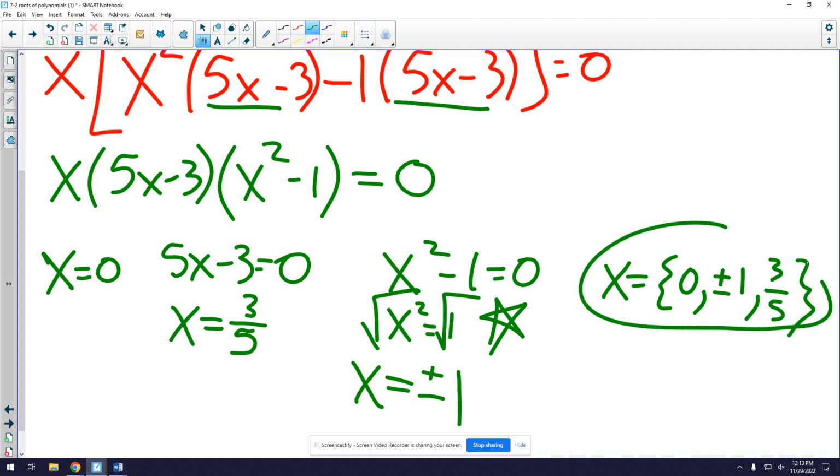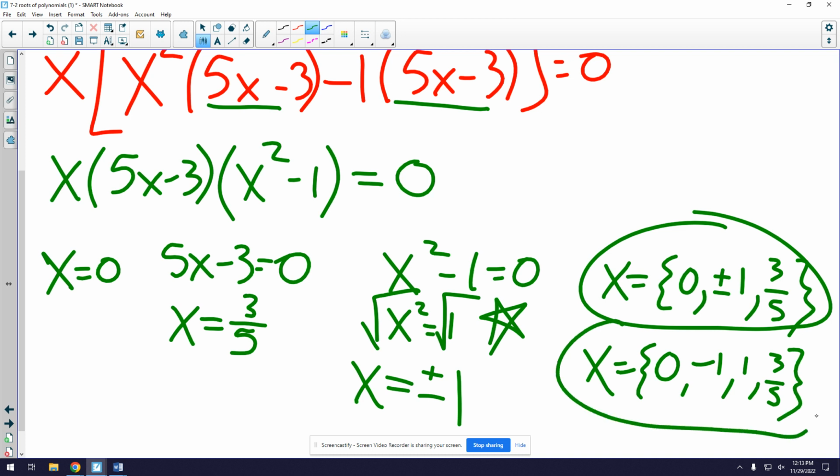You also could write it as 0, negative 1, 1, 3 over 5. I don't care your preference, as long as you have all four. 0, plus or minus 1, and 3 over 5, or 0, negative 1, positive 1, 3 over 5. Those are all of the rational roots to that function.